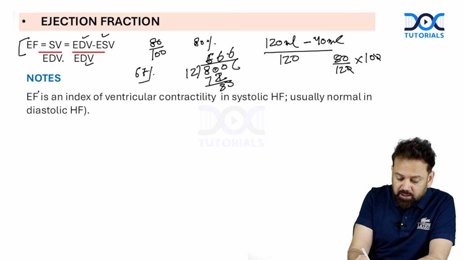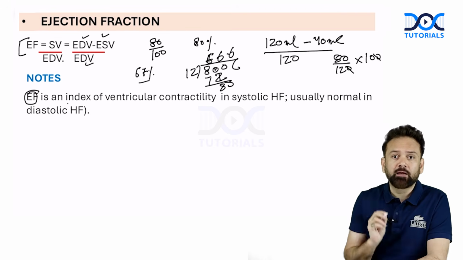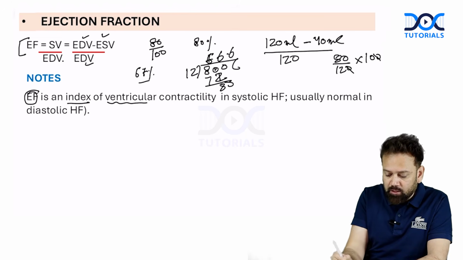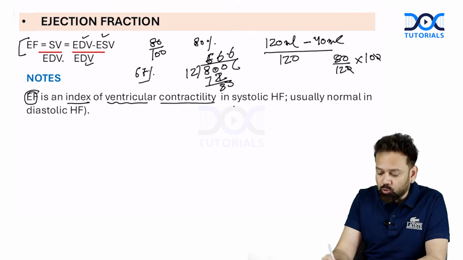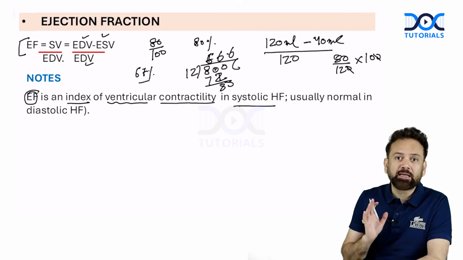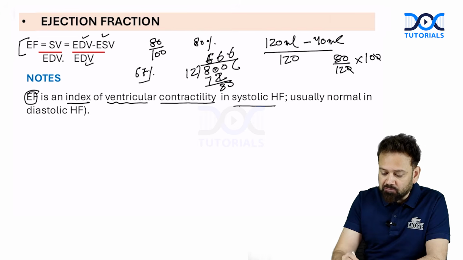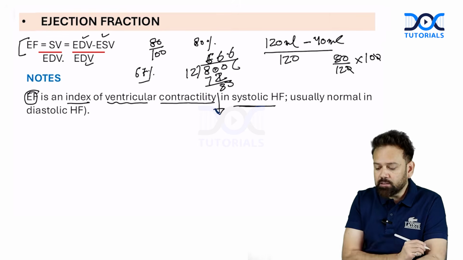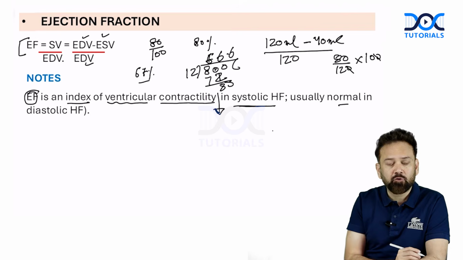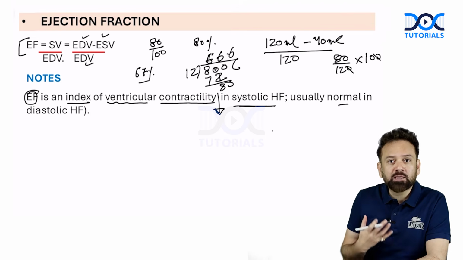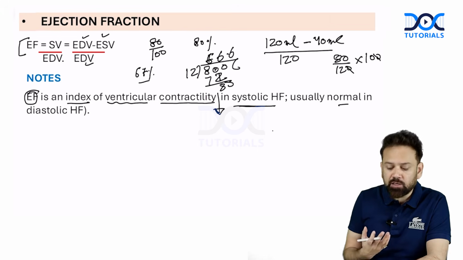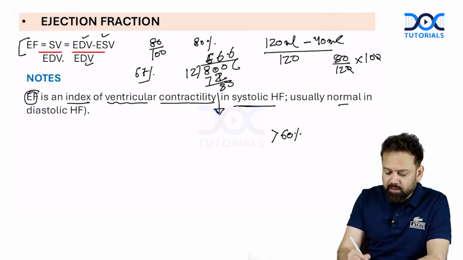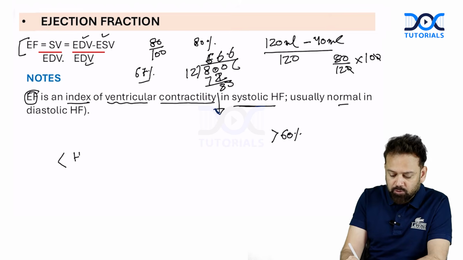Ejection fraction is used a lot in clinical practice nowadays, left ventricular ejection fraction. It is the index of ventricular contractility. In systolic heart failure it is decreased, and it is usually normal in diastolic heart failure. Of course, in systolic heart failure the problem is with the stroke volume, with the ejection fraction. Normally it should be more than 60%, because if it is very, very less, we say systolic heart failure.